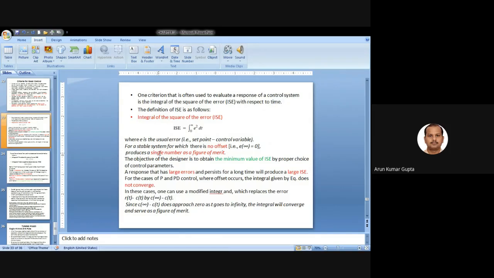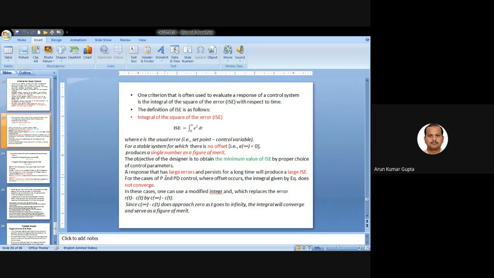So this produces a single number, that is known as the figure of merit. It means the ISE value is just 0, and that 0 is a single number, so we can define it as a figure of merit. The objective of the designer is to obtain the minimum value of ISE by a proper choice of the control parameters. A response that has larger error and persists for a long time will produce a large ISE. It means if there is a larger error, then ISE will be even higher.